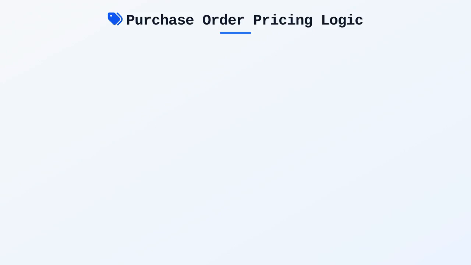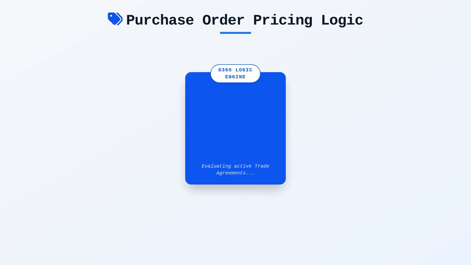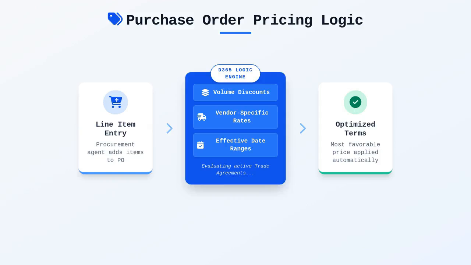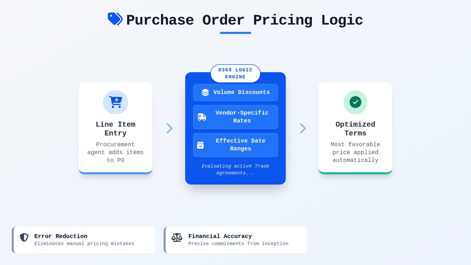Pricing logic within the purchase order is another area where configuration dictates behavior. Dynamics 365 does not simply rely on static price lists, but instead integrates complex trade agreements that consider volume discounts, vendor-specific pricing, and effective date ranges. When a procurement agent adds a line item, the system evaluates all active agreements and applies the most favorable terms automatically. This automated resolution reduces human error and ensures that the financial commitment represented by the purchase order is accurate from the moment of inception.